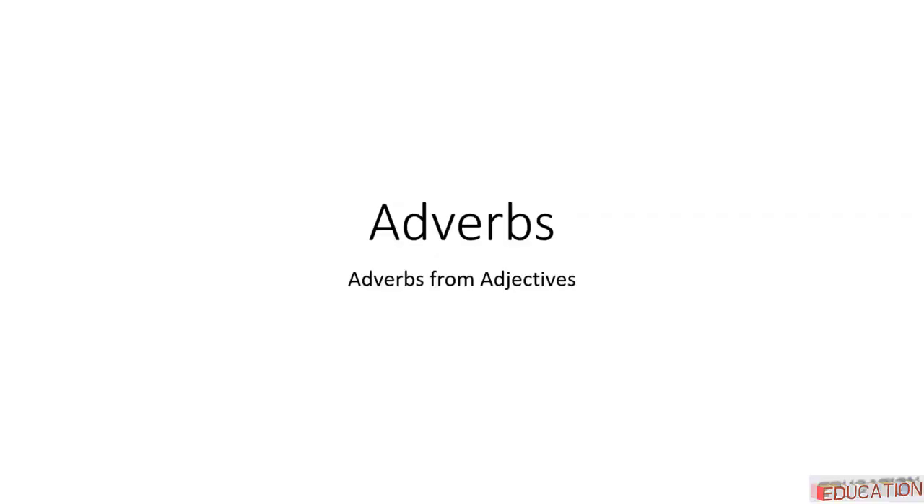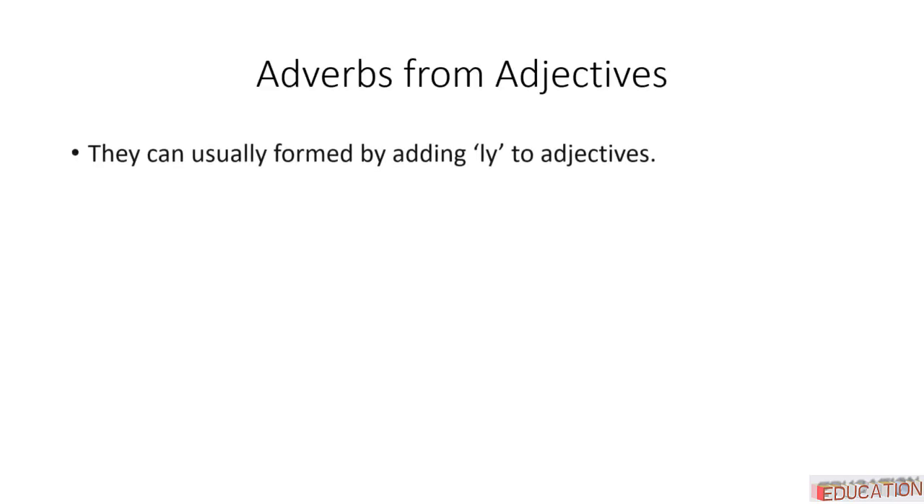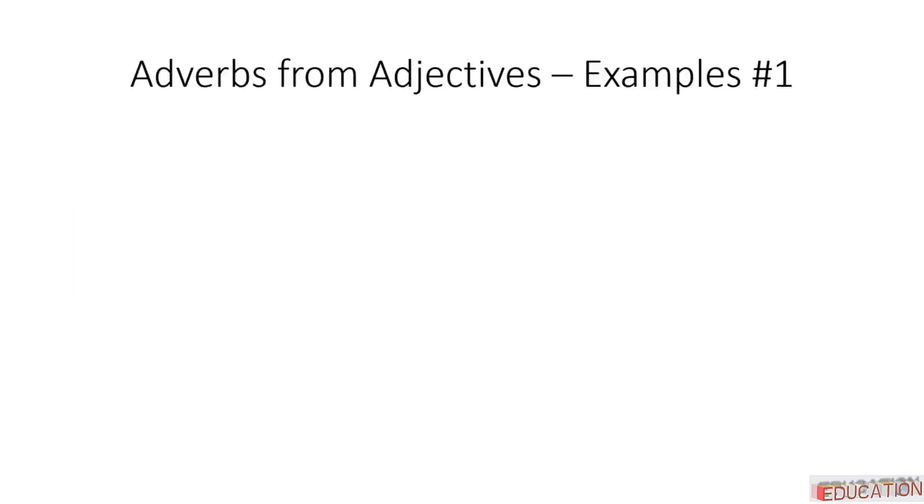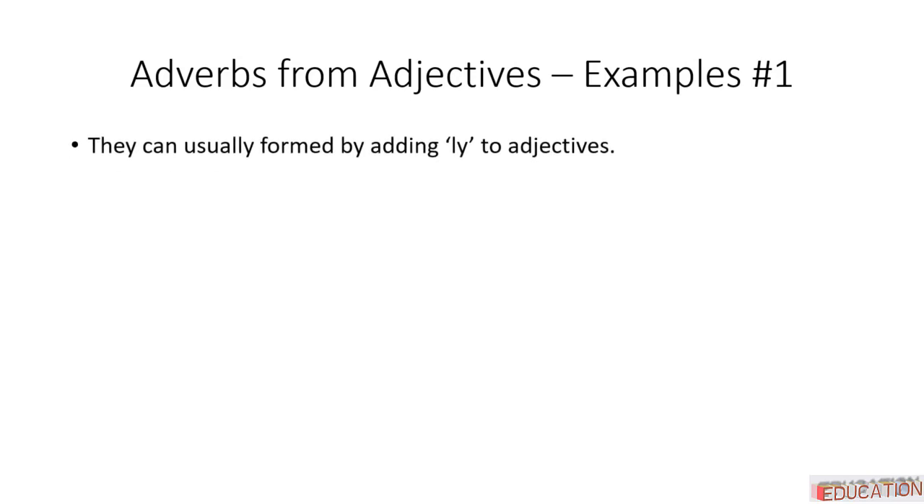This lesson looks at how to form adverbs from their corresponding adjectives. The usual standard rule is to take an adjective and add the letters ly to make its corresponding adverb. As this is English, it won't surprise you to hear there are exceptions to this. So here's a few examples of the add ly rule.